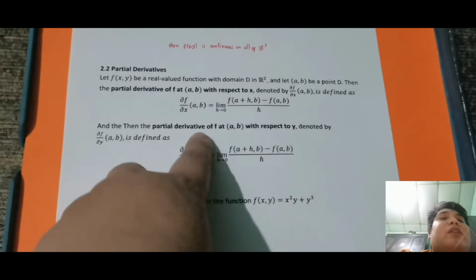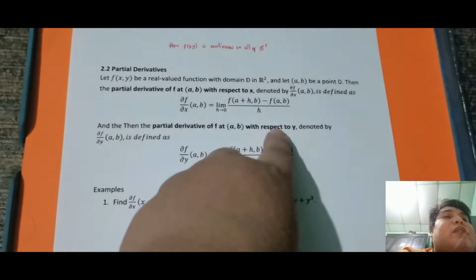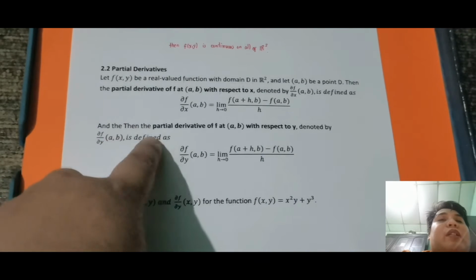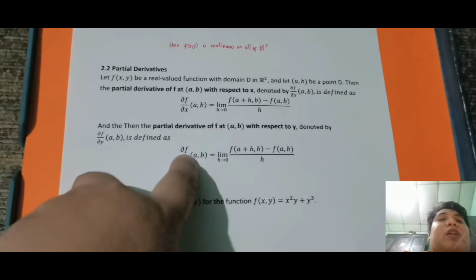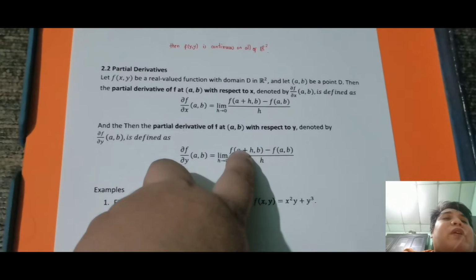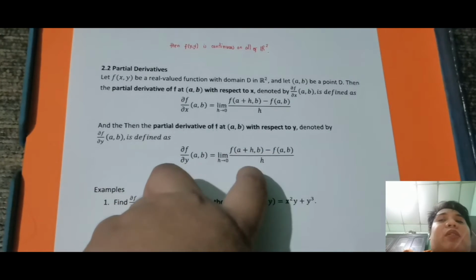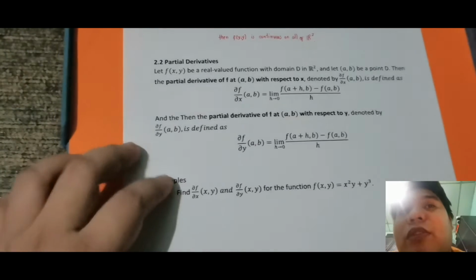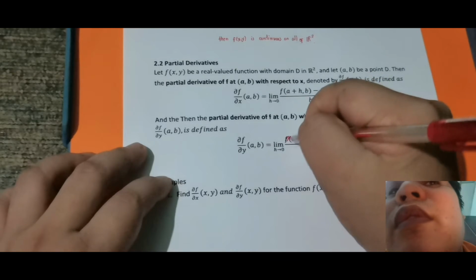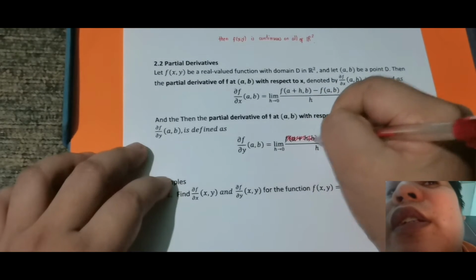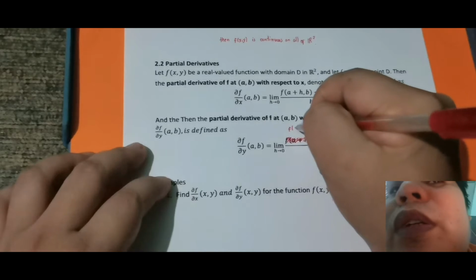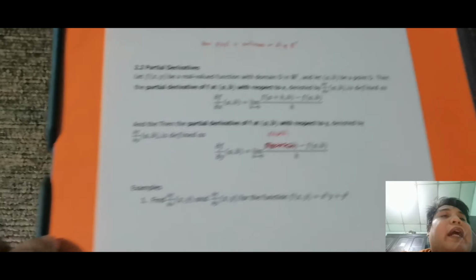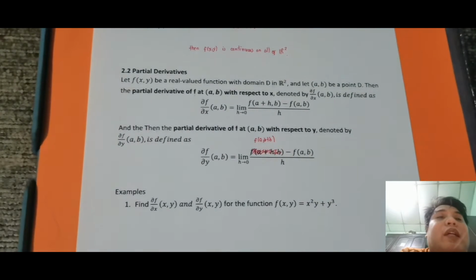So you'll still go through a limit, actually. And then, the partial derivative of f at a comma b with respect to y, denoted by partial of f with respect to y of a comma b, is defined as the limit of f of a plus h comma b minus f of a comma b all over h. Okay, almost, actually it's reversed, I didn't fix the function. Good thing sir saw it right away. So please fix this, this is just f of a comma b plus h. We add to the second ordered pair. Okay, so that's what you'll do with it.